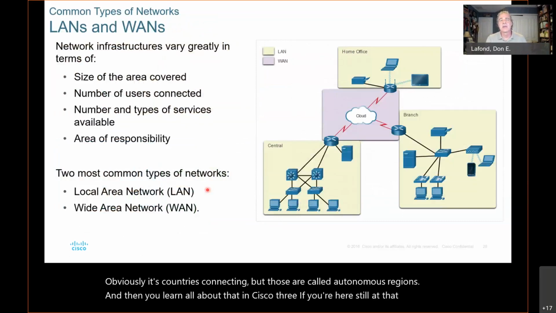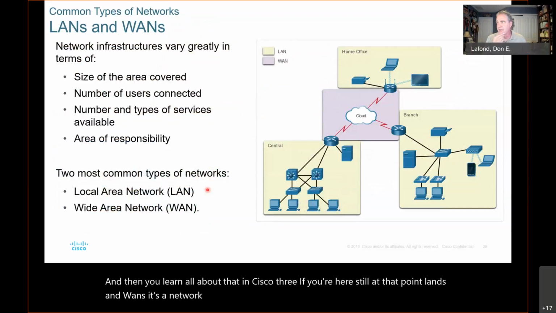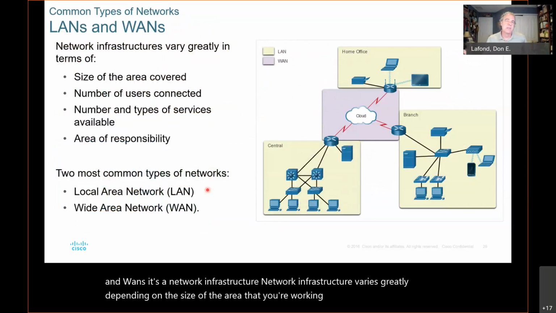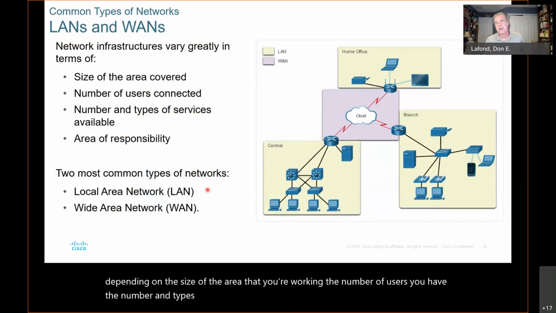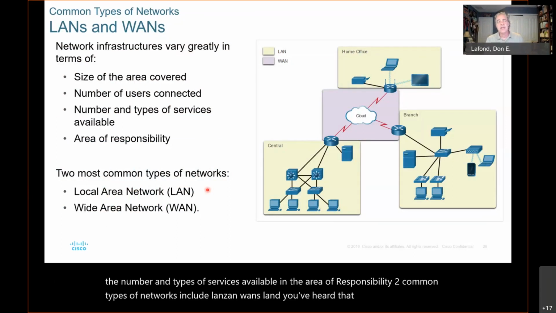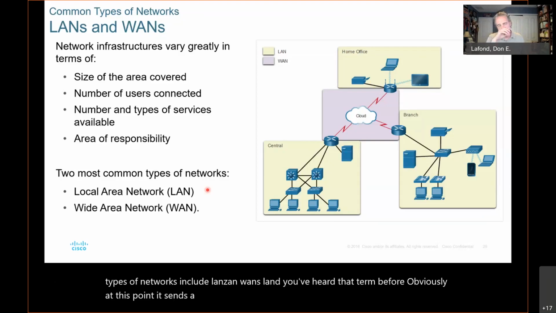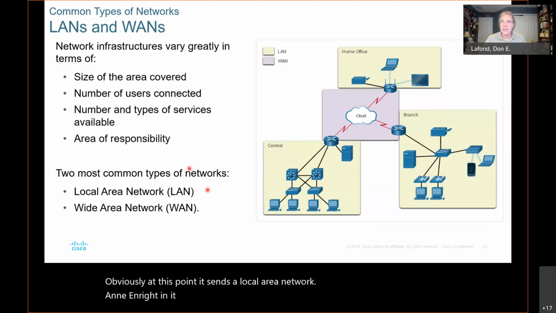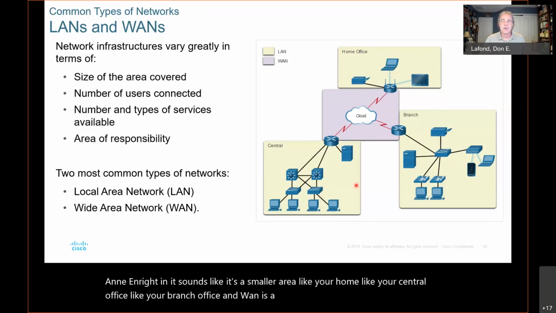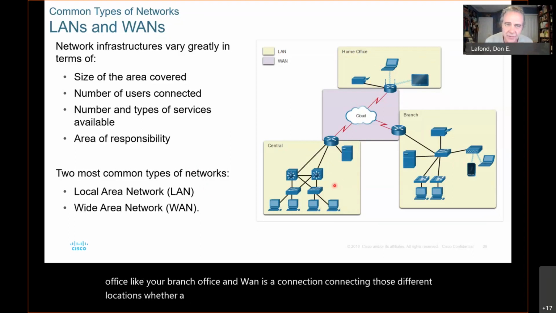LANs and WANs, it's a network infrastructure. Network infrastructure varies greatly depending on the size of the area that you're working in, the number of users you have, the number and types of services available, and the area of responsibility. Two common types of networks include LANs and WANs. LAN, you've heard that term before, obviously, at this point. It stands for local area network. And right in it, it sounds like it's a smaller area, like your home, like your central office, like your branch office. And a WAN is a connection connecting those different locations, whether different parts of the country or parts of a different state, or maybe just the college campuses.